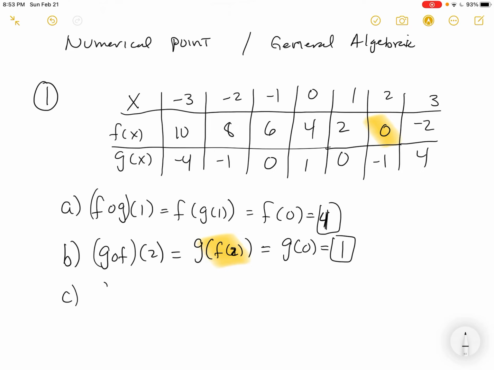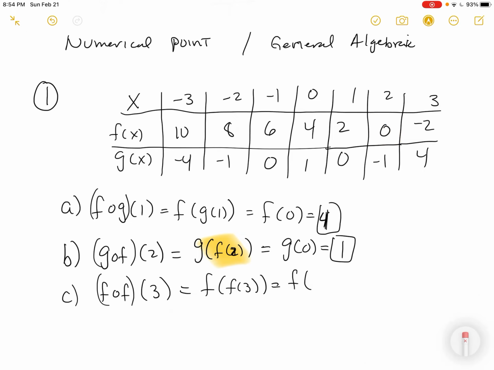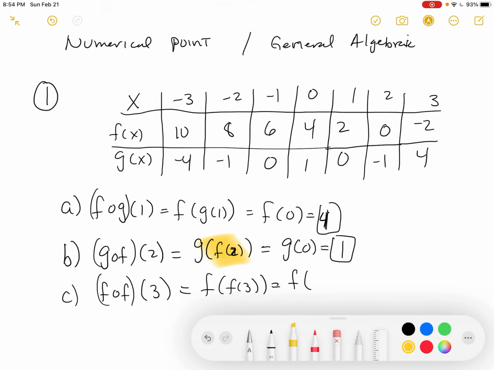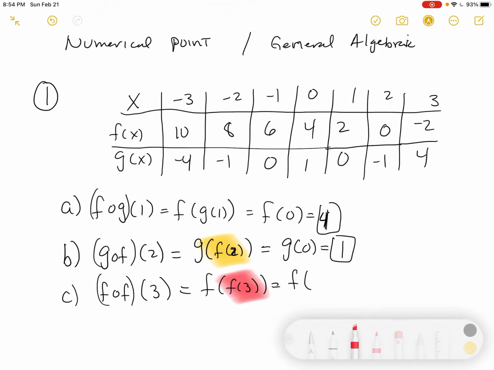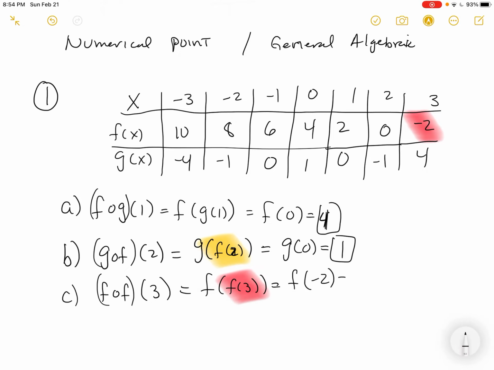So remember, you can compose anything. So we can do f composed with f. F composed with f of 3 is f of f of 3. So what's f of 3? Well, let's go find f of 3. We'll highlight that in red. Here's f of 3. Where's f of 3? Right there, negative 2. So this is f of negative 2. And what's f of negative 2? Well, we see that right there in the top row. That's 8, and we're finished.